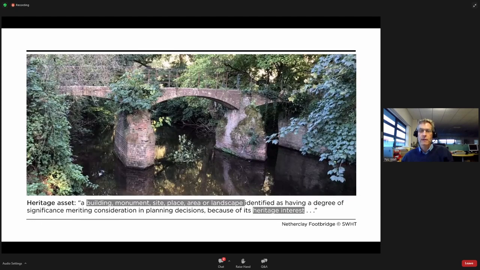There is a government definition for a heritage asset, which states that it is a building, monument, site, place, area or landscape identified as having a degree of significance meriting consideration in planning decisions because of its heritage interest. The parts of this description we need to take note of are the broad range of buildings, monuments, places, etc. that are included, and the need for heritage interest. I'll come on to heritage interest a little later.